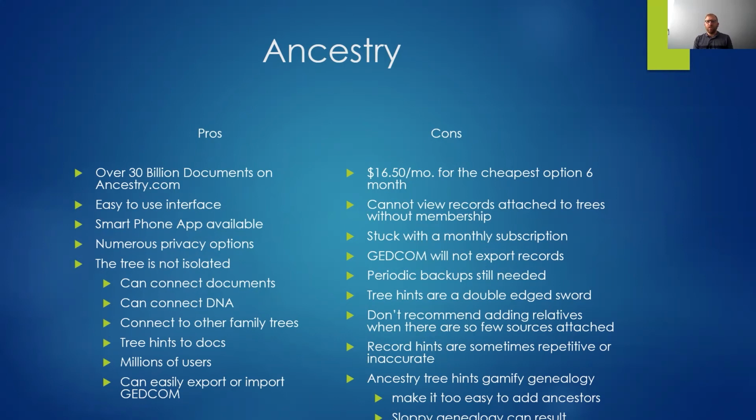Sometimes you'll get a relative recommendation when there's one source or not even any sources. There's just another family tree that somebody else has copied from somewhere else. Some of the record hits are inaccurate or repetitive, so you have to be aware of that, and you have to really evaluate the record hints. Sometimes it'll be for a completely different person with the same name or a similarly spelled name. That's just something that you have to be mindful of on any genealogy platform.